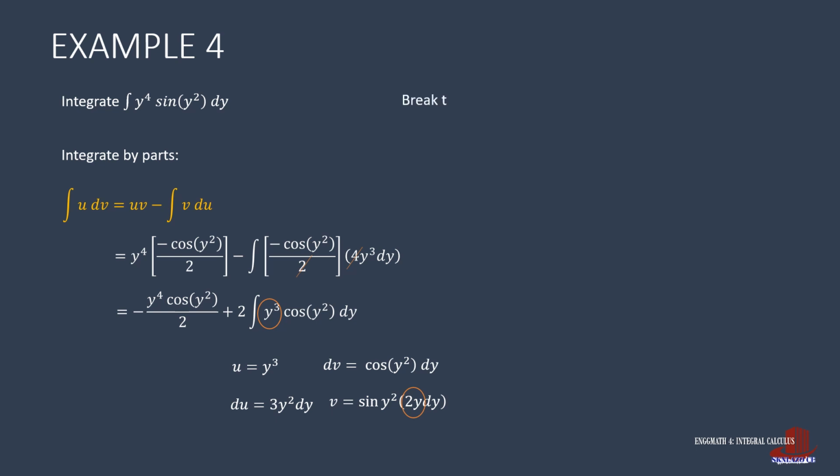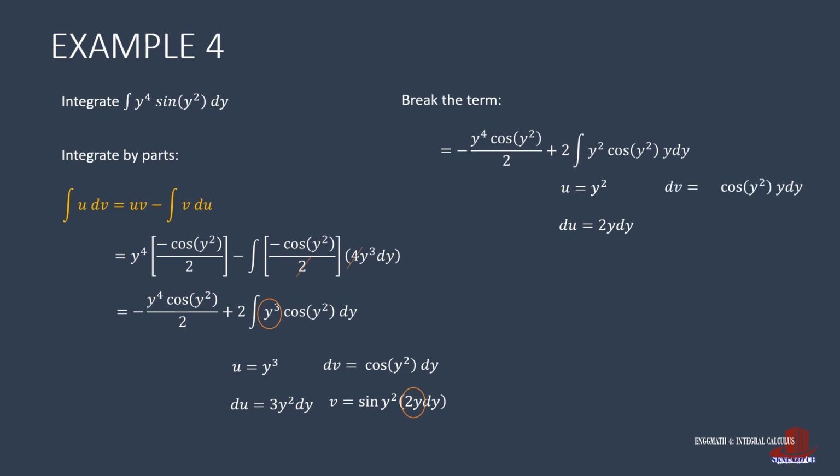Extract 1 from the second term and get the same first term, negative y raised to 4 times cosine of y squared over 2, but the second term now is twice the integral of y squared times cosine of y squared with y dy. Complete the parameters now. U is y squared and du is 2y dy. dv is cosine of y squared times y dy.